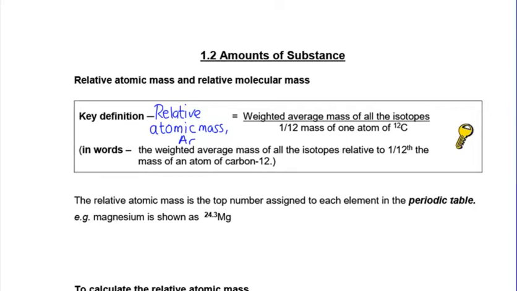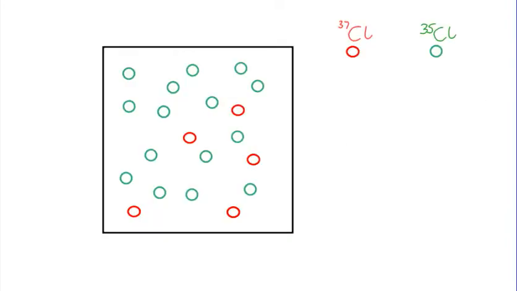So what do we mean by the weighted average mass of all isotopes? If we consider a sample of chlorine atoms, for example, then what we find is there are two naturally occurring isotopes of chlorine, one that weighs 35 and one that weighs 37, but their average is not 36 because they are not in equal abundance. So we have to weight this average to do with the number that there are.